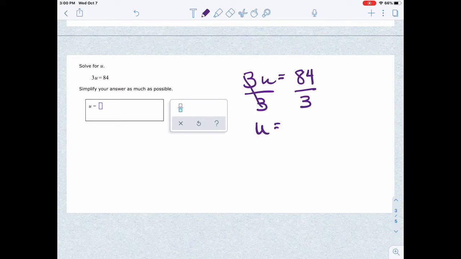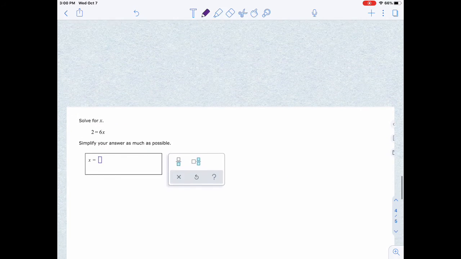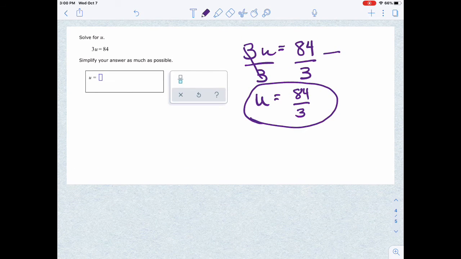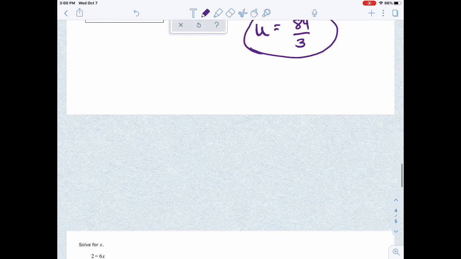Ooh, that's kind of yucky. That may not be simplifiable, so we can just leave that, I believe, as 84/3. 3 doesn't go in there equally, so. Don't be afraid of fractions that look like this. Notice I didn't sweat that, I just wrote it. I actually didn't even have to do any thinking.